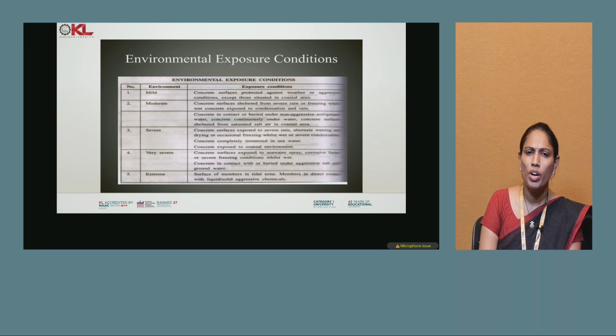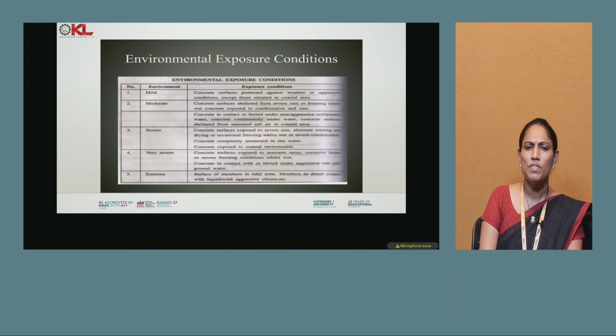Moderate means concrete surface sheltered from severe rain and freezing while wet, with exposure to condensation and rain. So these are certain moderate conditions to which concrete can be exposed. Severe means concrete surface exposed to severe rain, alternate wetting and drying, occasional freezing and condensation, concrete completely immersed in seawater, or concrete exposed to coastal environment. The exposure lasts a longer period, where you can see that it is severe.